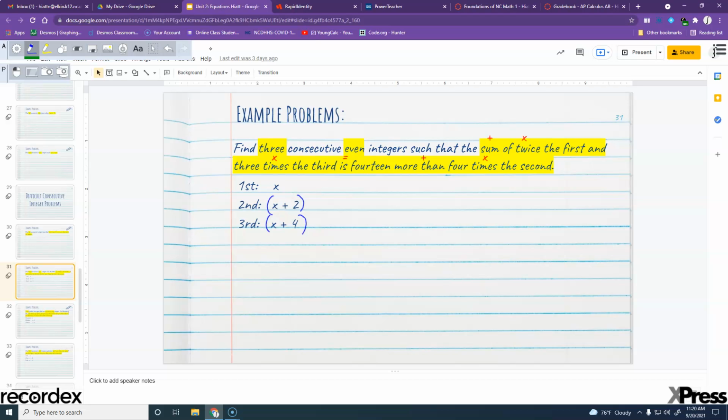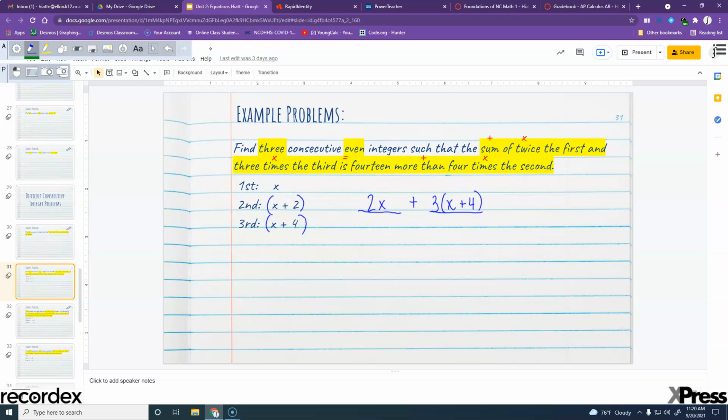So, we got to read through this and figure out what we're going to do. We got sum. What sum tells us to do? Add. So then we'll have 2 things added together. Alright? Sum of twice the first. What's that tell me to write? 2 times the first integer. What's our first integer? Just the x. And the other thing that we're adding together here is 3 times the third. 3 times, make sure you got the x plus 4, not just the 4 there.